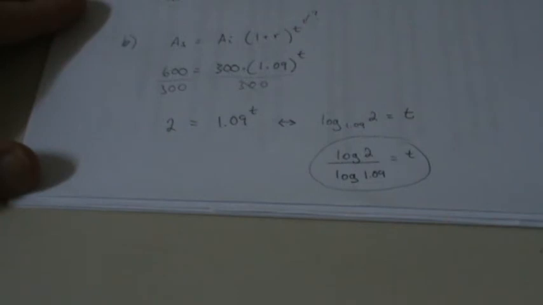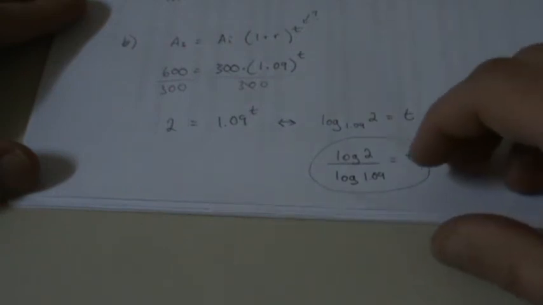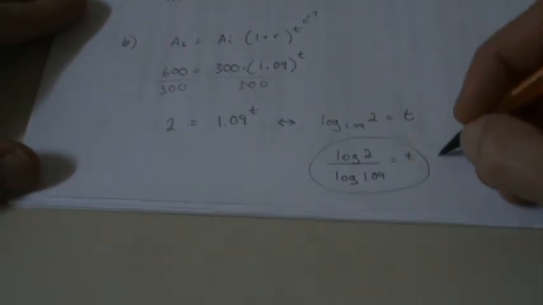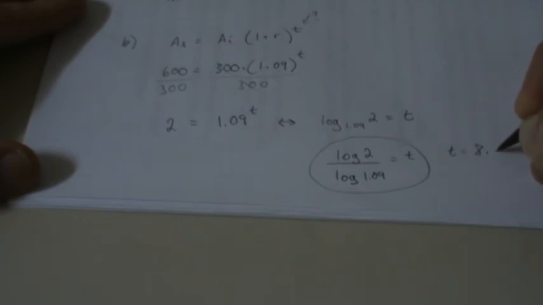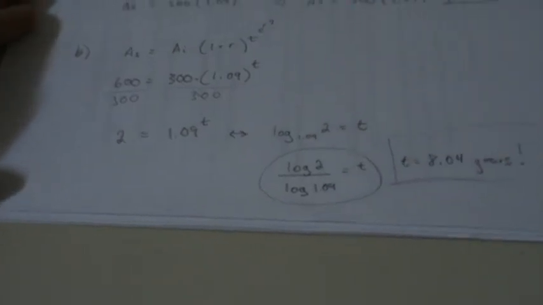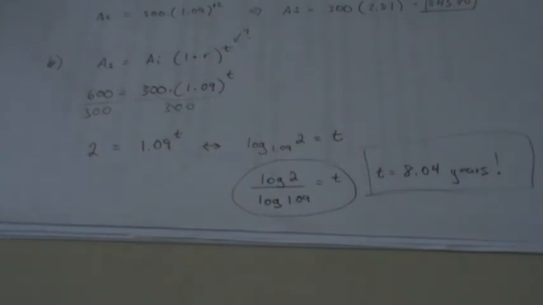I'll just do this on my calculator over there. Log of 2 divided by log of 1.09. And we get the time of 8.04 years is how long it takes for your investment to double at the rate of 9%.